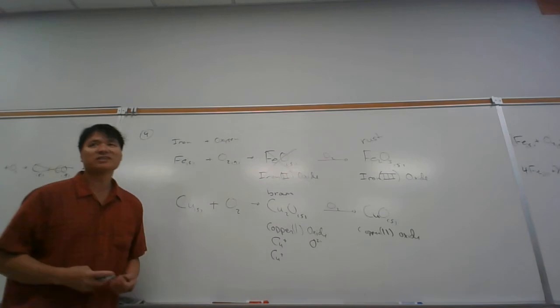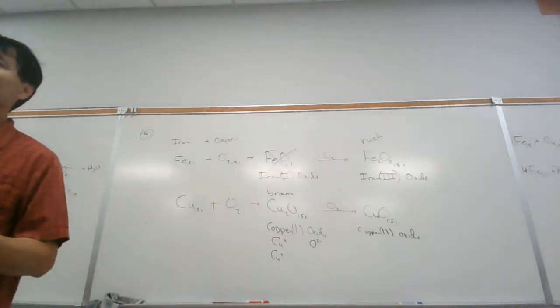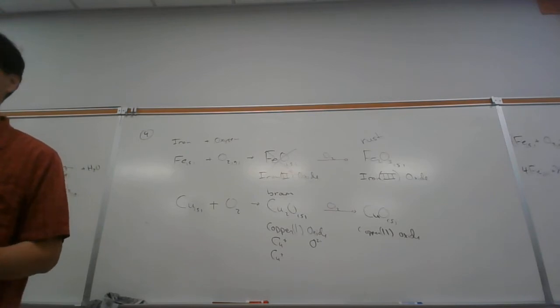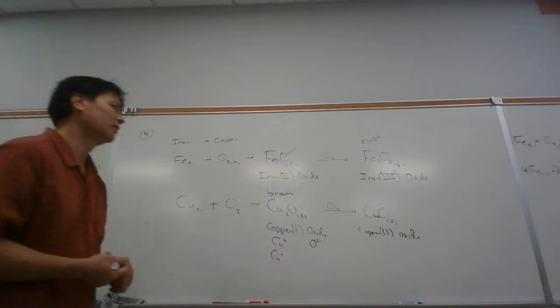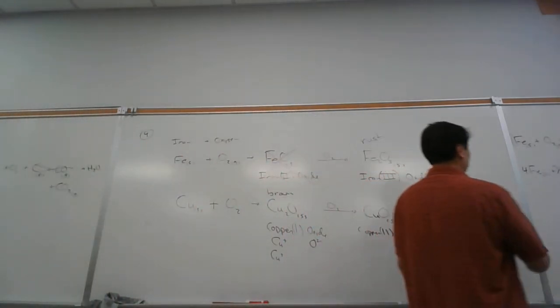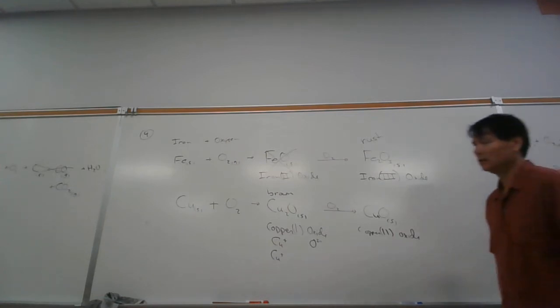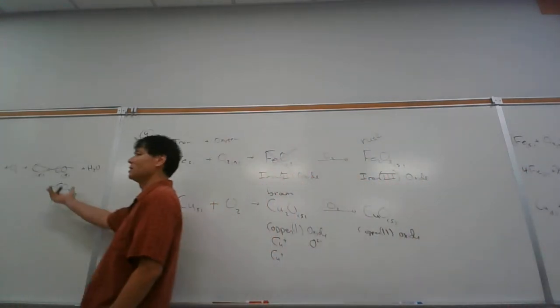So if we're going to do this, do we want to write multiple equations for multiple products? No, we're just going to go. Eventually that penny's going to form the copper(II) oxide. So we're going to just write copper(II) oxide. When we have a choice here, we're just going to go to the higher oxidation state. That doesn't always happen, but it's going to be easier than having to write every single combustion reaction that can take place.